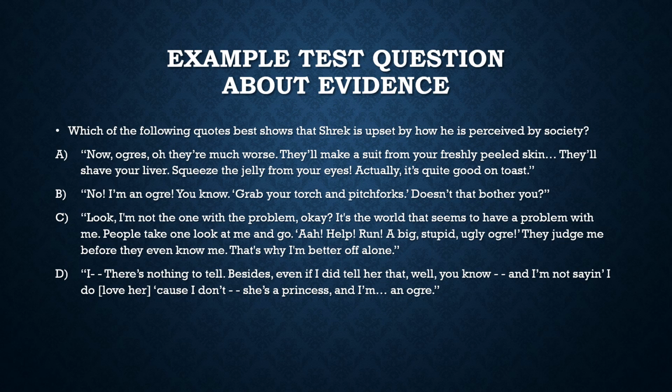All right, let's look at C. "Look, I'm not the one with the problem, okay? It's the world that seems to have a problem with me. People take one look at me and go, ah, help, run, a big stupid ugly ogre. They judge me before they even know me, and that's why I'm better off alone." So this one does seem to clearly show that he is upset. He's clearly upset by the way people are perceiving him in society. He's saying that they judge him before they even know him, and he definitely seems upset about that.